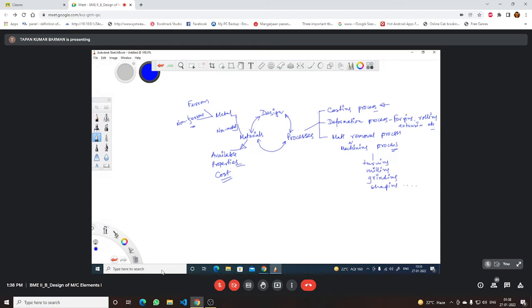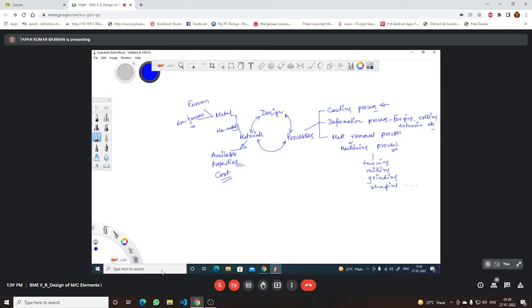At the design stage, the designer has the information: what is the function of the component, and what is the load to be subjected to that component or to the machine. He has to understand that using the specific material and the specific process, we have to make the design. Then only you can make one successful design.